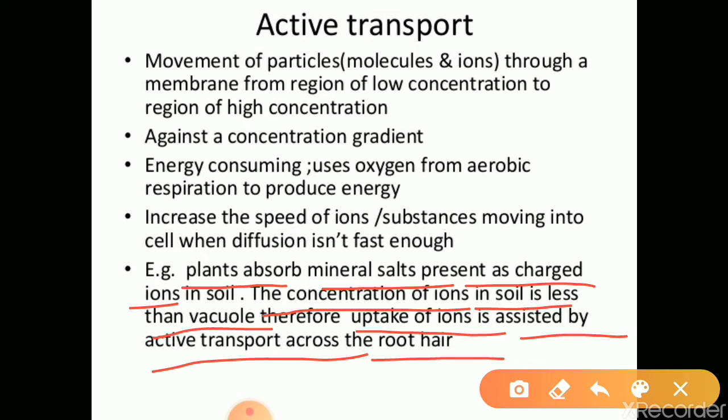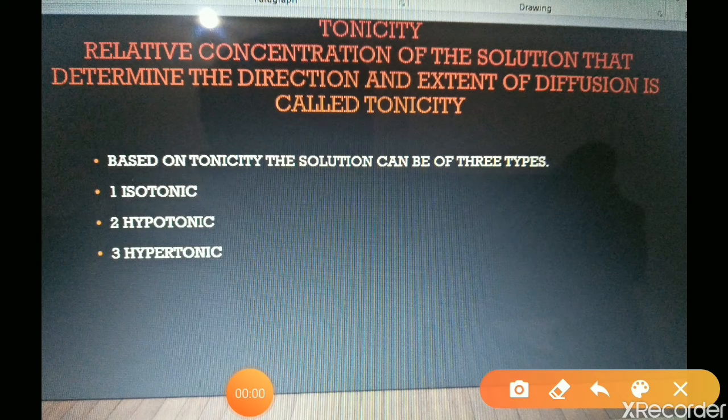Okay, next we can learn the term tonicity.